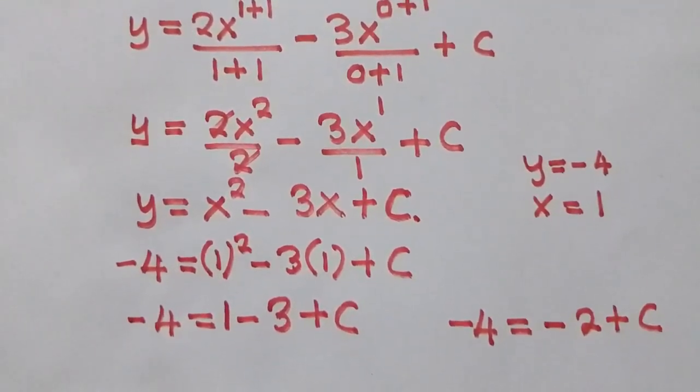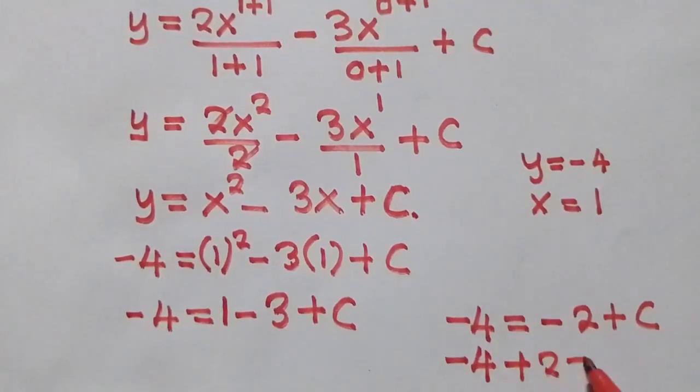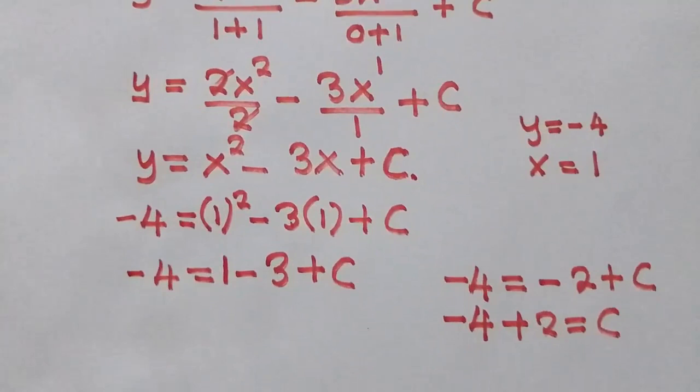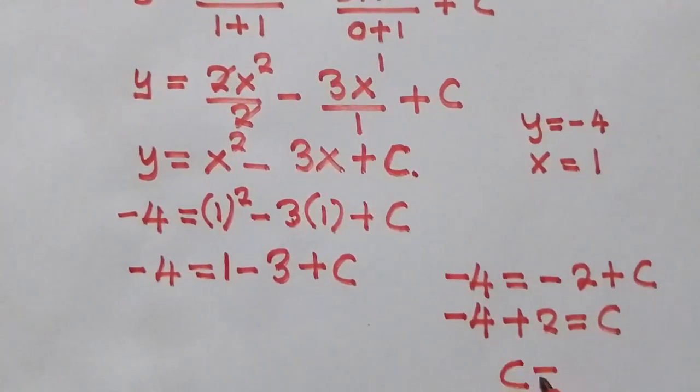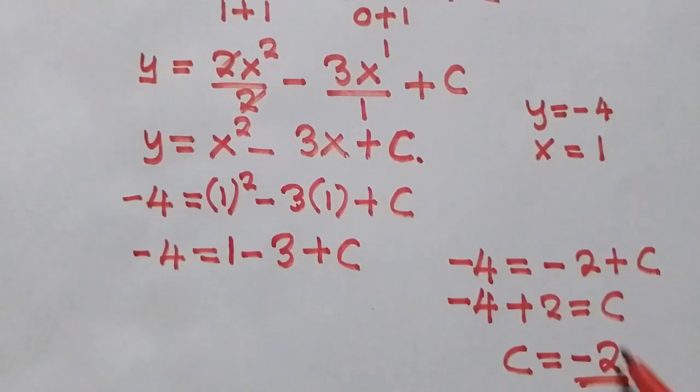You group like terms. How do we group like terms? This -2 goes to the other side. I'm going to have -4 plus 2, which is equal to c. Which means that my c is equal to, what is -4 plus 2? It is -2. So my c is -2. I found the value of c.